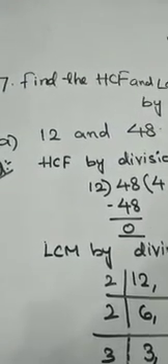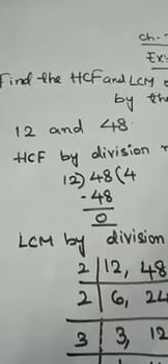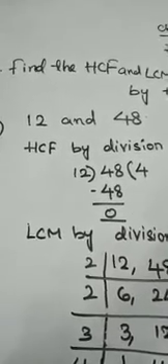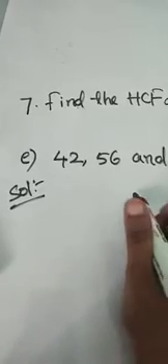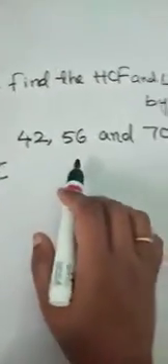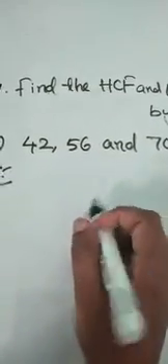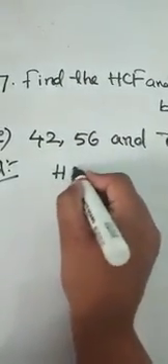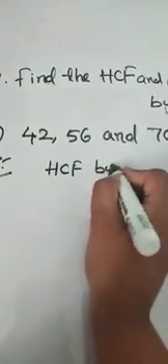This is the 2-number case. No, let us do the 3-number case also: finding the HCF as well as the LCM. This is the 7th bit problem: 42, 56 and 70. So what we have to do? Firstly, we have to find the HCF by the division method.